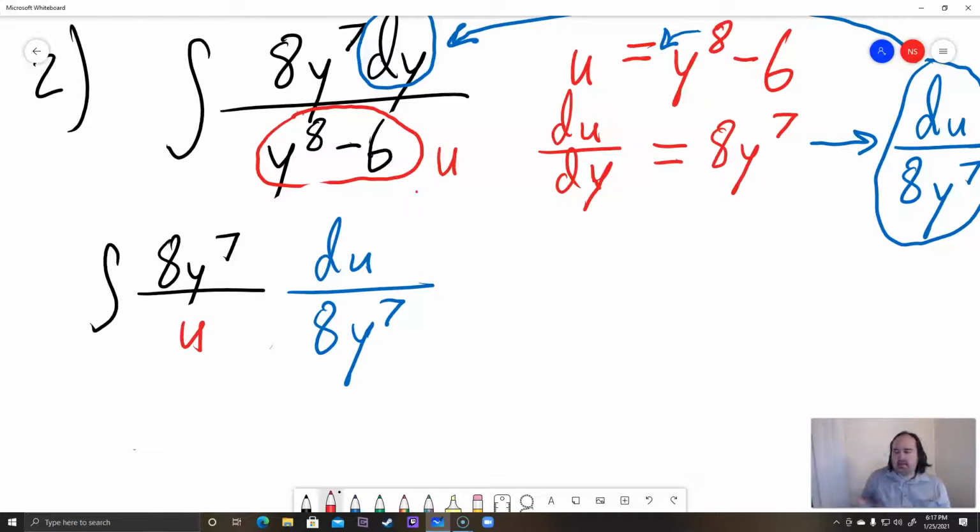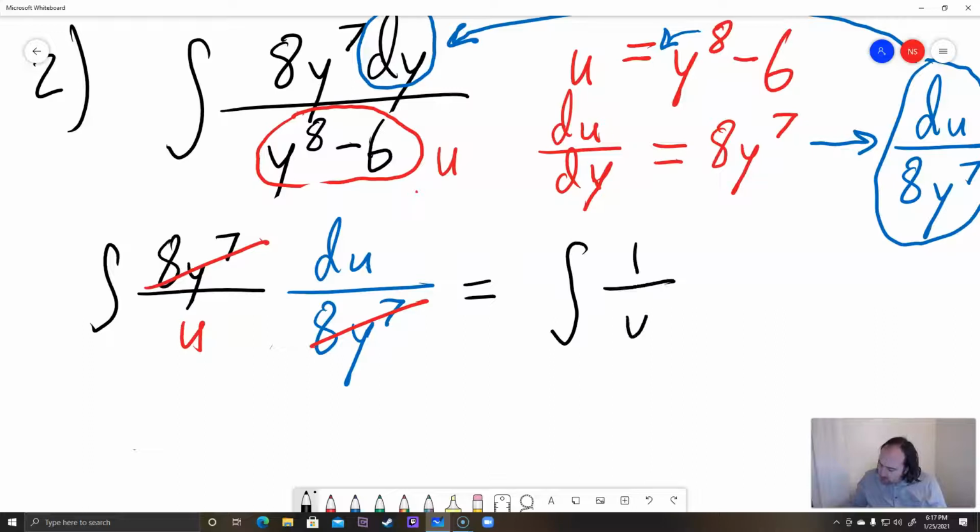The nice thing about my way is it's a little bit mindless, because you just plug in du over 8y to the 7th for the dy, and now stuff cancels out. What's going to cancel out here is the 8y to the 7th. So now we're just going to have the integral of 1 over u du.